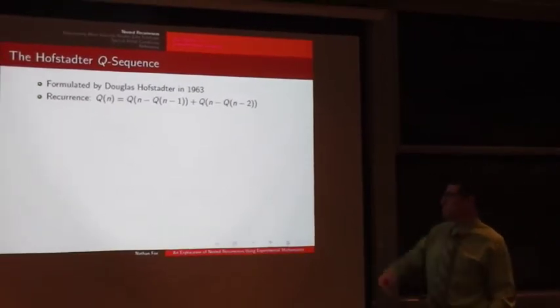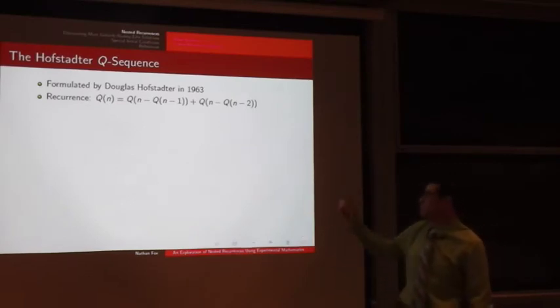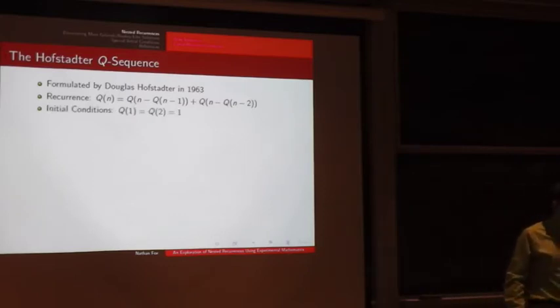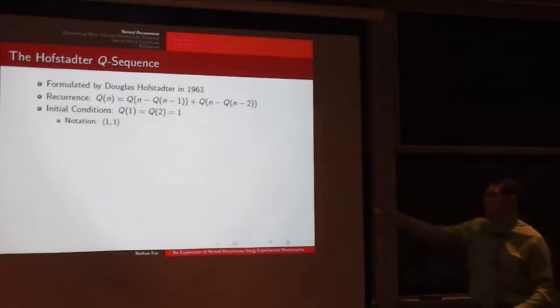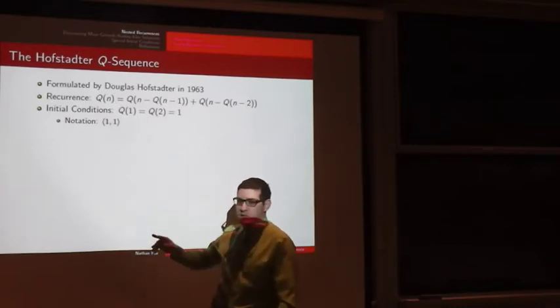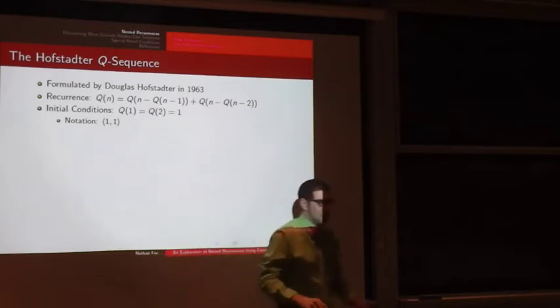And the recurrence is Q(n) = Q(n − Q(n−1)) + Q(n − Q(n−2)). And like the Fibonacci sequence, he gave it the initial conditions 1, 1. For the rest of the talk, we're going to just use angle brackets to denote an initial condition. So if you see a vector of numbers, that just means these are the first term through however many terms there are in the list.